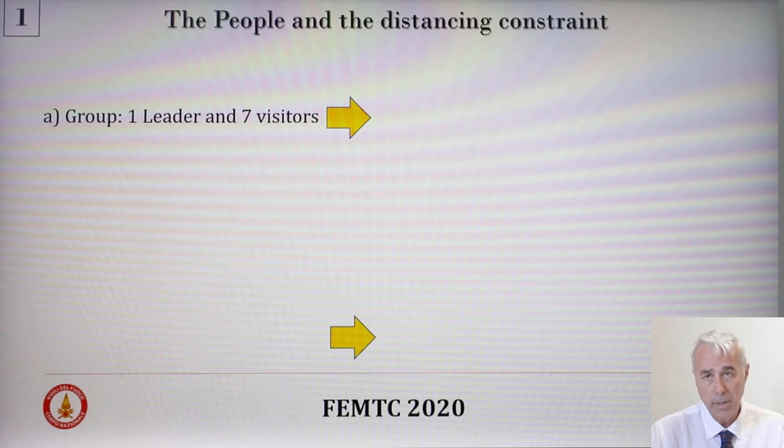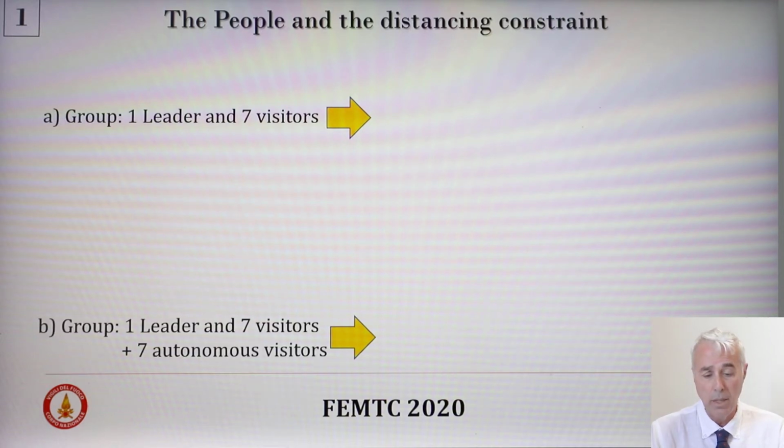For the first part, where we have used the NetLogo tool, we will be dealing with a group formed by one leader and 7 visitors following the leader. The second part, where we have used PathFinder especially for the egress emergency phase, the group will be formed by the same one leader and 7 visitors, plus 7 autonomous visitors wandering on their own before the alarm sets.